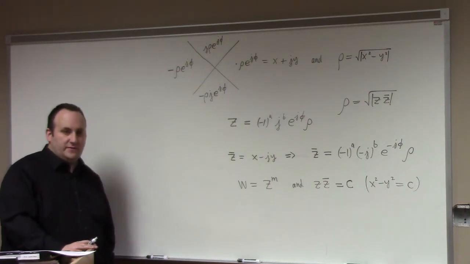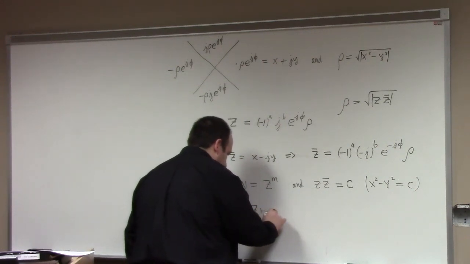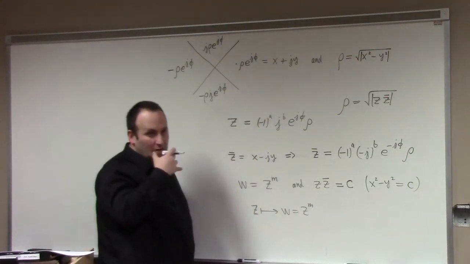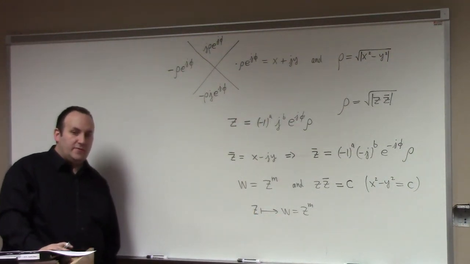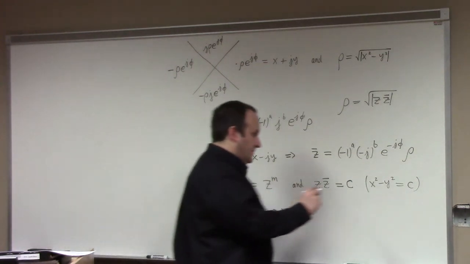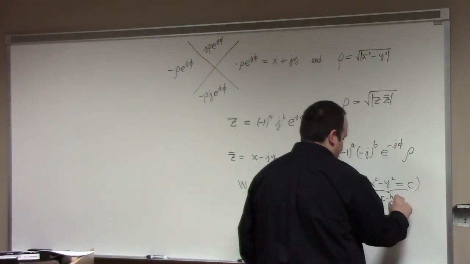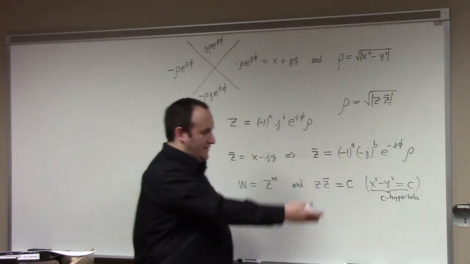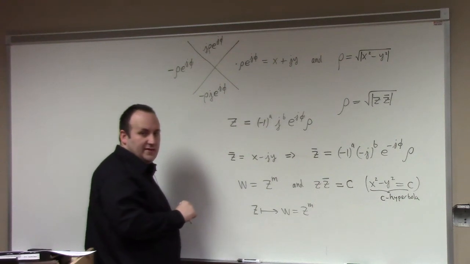But we can also consider this map, right? z maps to w equals z to the m. And if you think about the image of the c hyperbola, if you'll let me call it that, or the hyperbola indexed by c, then what do you get in the w plane?